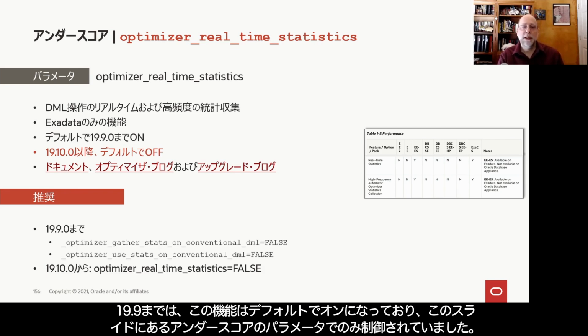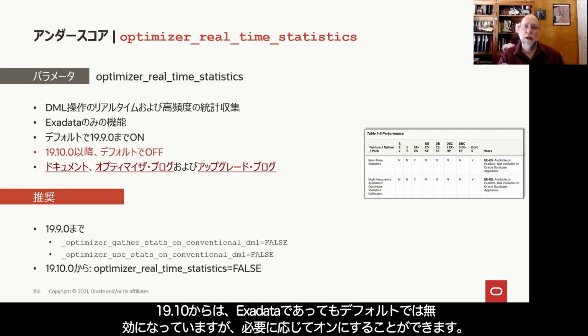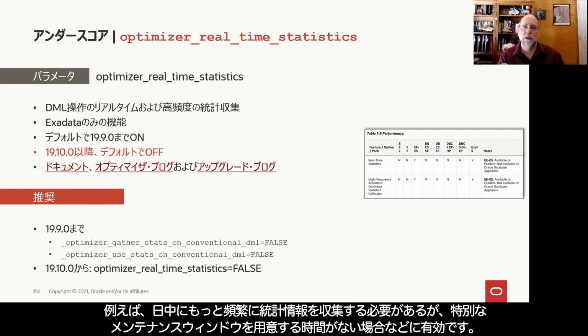Now, up until 19.9, this was on by default, and it was controlled only by underscore parameters that you see on this slide. Starting in 19.10, even on Exadata, this is disabled by default, but you can turn it on if you want it, such as if you find that you need to have statistics gathered more frequently during the day, but you just don't have time to have extra maintenance windows.